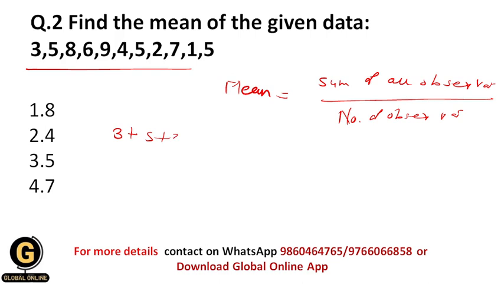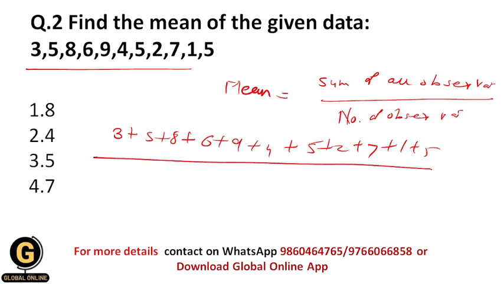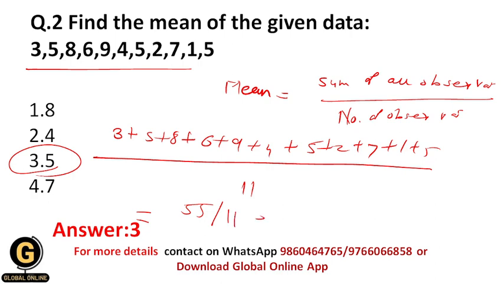So let us do the sum of all these observations: 3 plus 5 plus 8 plus 6 plus 9 plus 4 plus 5 plus 2 plus 7 plus 1 plus 5, divided by the number of observations, which will be 1, 2, 3, 4, 5, 6, 7, 8, 9, 10 and 11. Whenever you solve this, you will get a value equal to 5. So your summation should be 55 divided by 11, which is 5. That's why your correct answer will be 5.